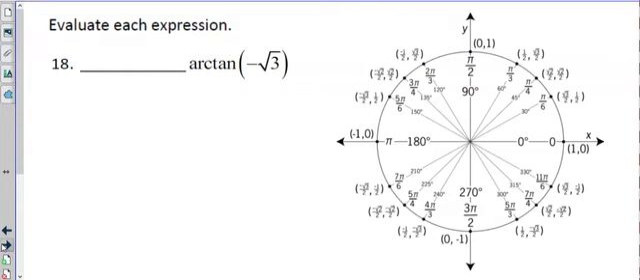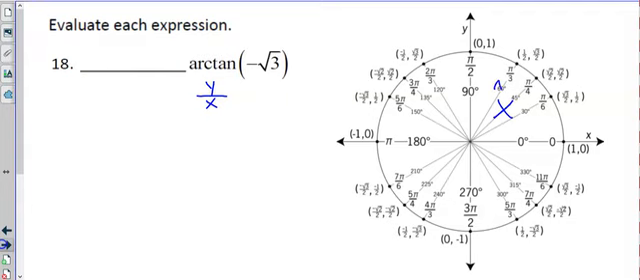Next one, arctan of negative root 3. Okay, so this one, tangent is y over x. These ones always take a little bit more thinking. So first of all, we want it to be negative. We want negative square root of 3. So think about where your tangents are negative. So not up here. Everything's positive up here. That's our all.